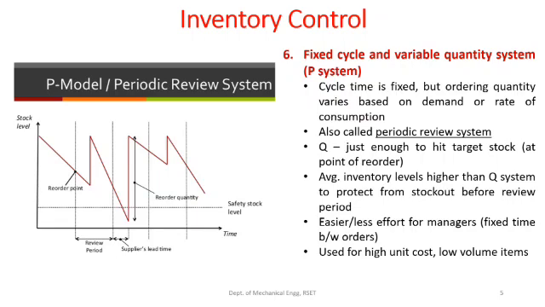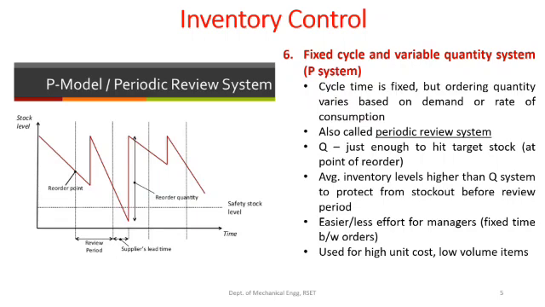So the order quantity Q is just enough to hit the target stock. You order just enough so that the target stock has been hit. The target stock is generally the maximum inventory level that is allowable for that particular item. So you order just enough to hit that particular target stock level.